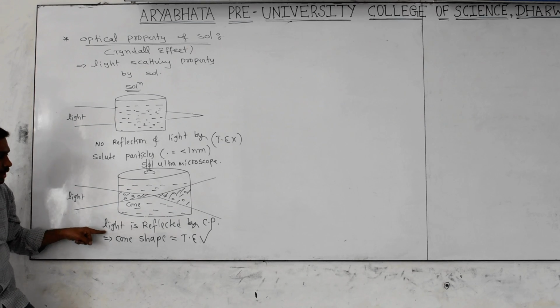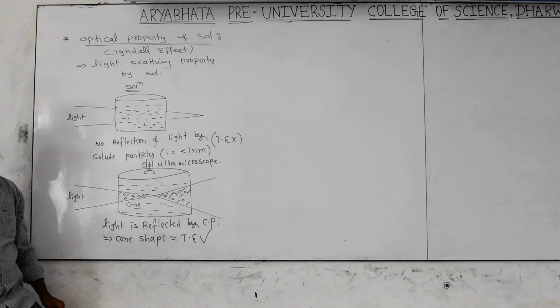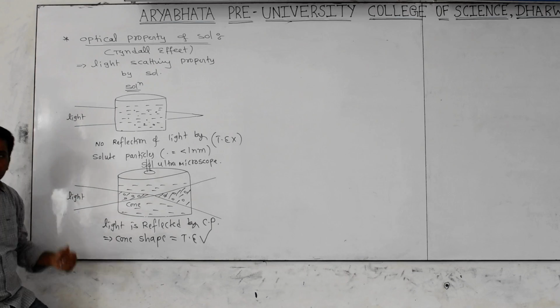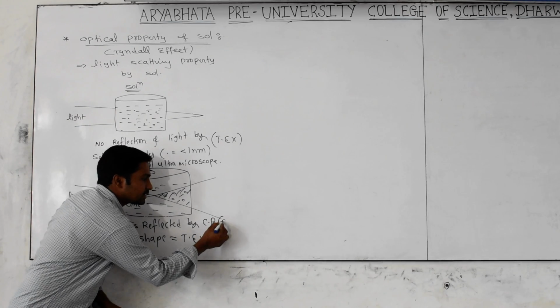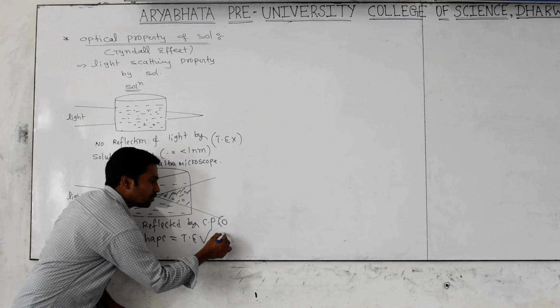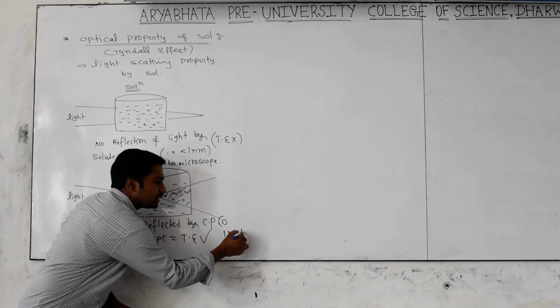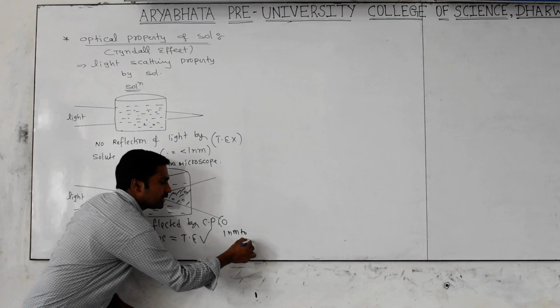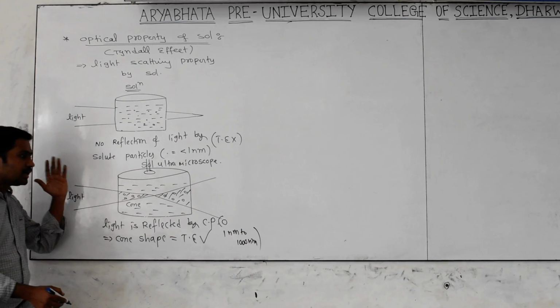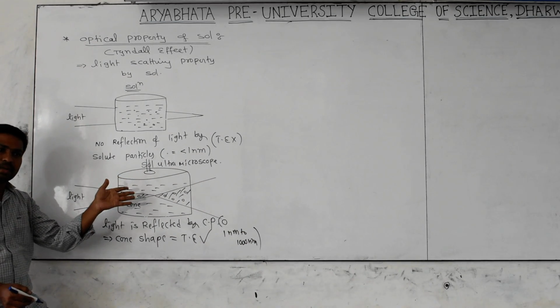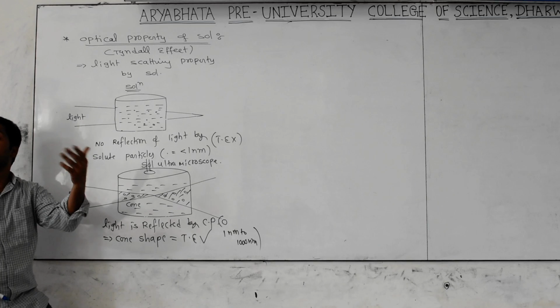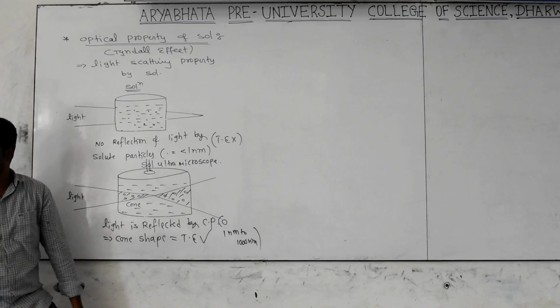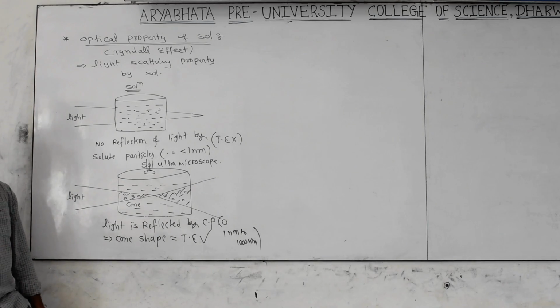It is due to light reflected by the colloidal particles. Sir, why not here? Because here the colloidal particle size is bigger. It is around how much? 1 nanometer to 1000 nanometer. Definitely, what is happening? The incident light rays fall on the colloidal particle and undergo reflection. Then we can see the path of the light rays in the sol. The phenomenon is called the Tyndall effect.